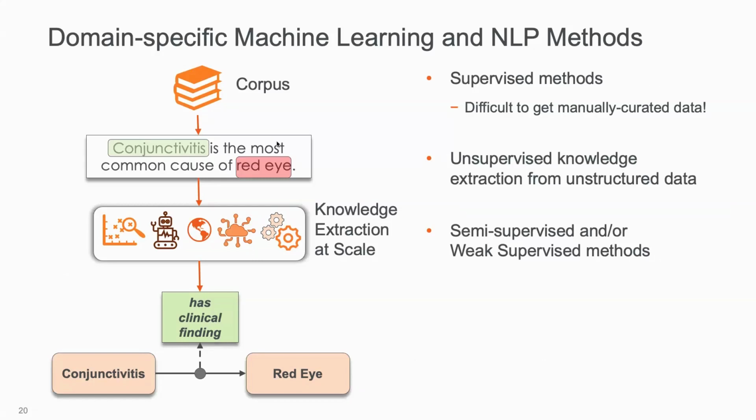But a simplistic example here, and it's a very general example, is that if you have got a statement in your medical textbook that conjunctivitis is the most common cause of red eye, you can have a knowledge extraction method that extracts a structured triple that conjunctivitis has clinical finding red eye. And this structured triple can then go in your knowledge graph along with the rest of other triples, maybe with some associated confidence score on how accurately that particular triple is represented in a given sentence.